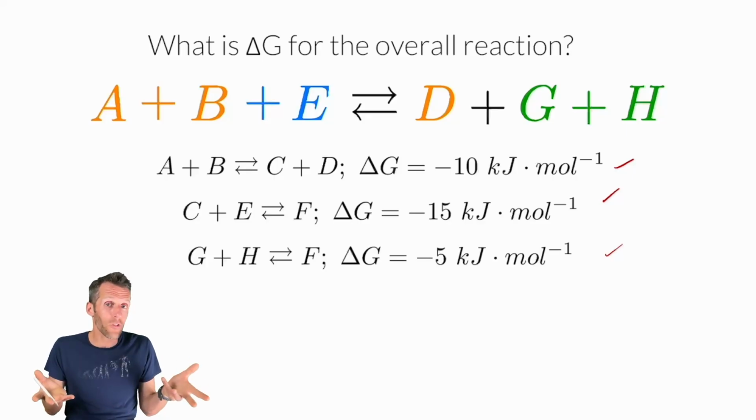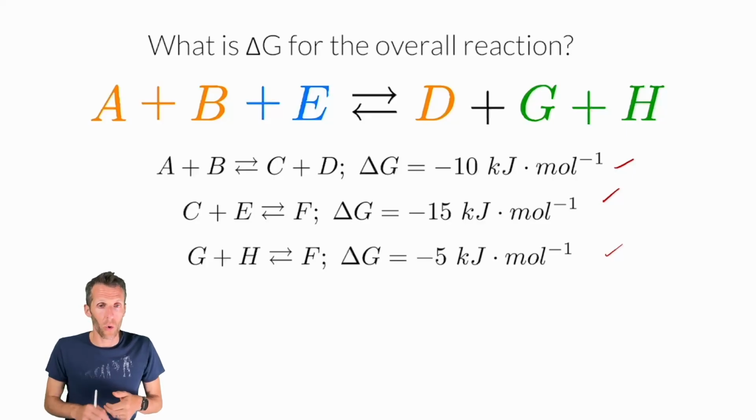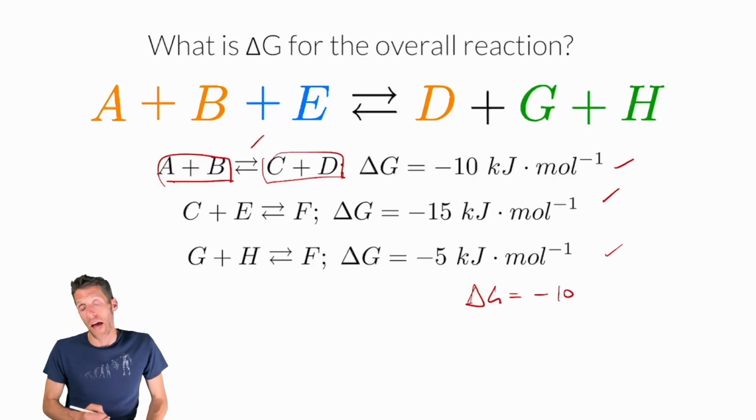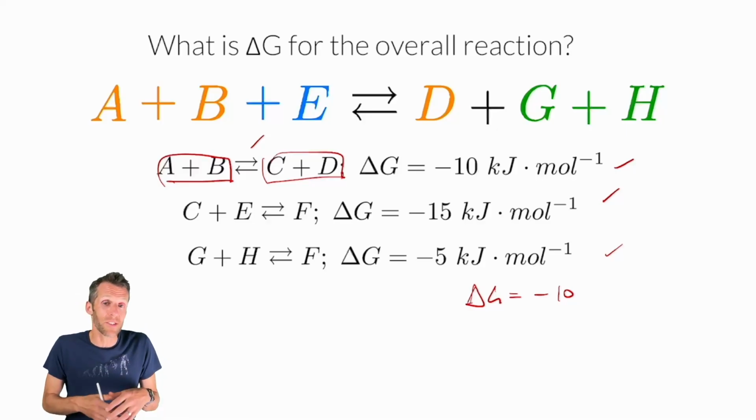So pause. Unpause. So what is the overall delta G going to be? Well, I have this reaction, A plus B going to C plus D. That is preserved, right? So my overall delta G equals minus 10 for that reaction. And then free energies are what's known as a state function, which basically means you can just add them up in this case.